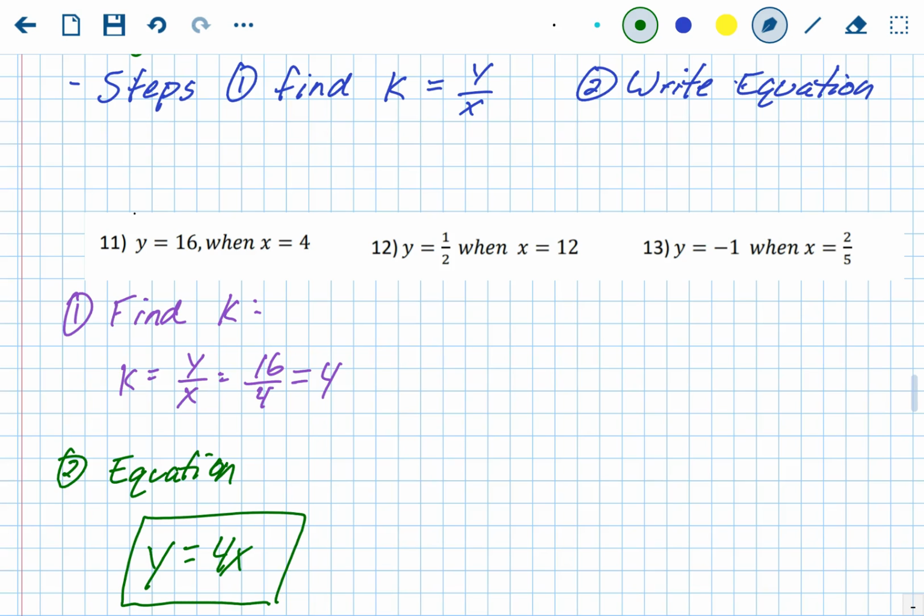Do the same thing for the other 2. Find k by dividing y over x. So y is 1/2 when x is 12. So you're going to do 1/2 over 12. Okay. When you have a fraction on top of a whole number, you actually multiply the denominator, the smaller denominator, by the bigger denominator. So this is 1 over 24. That's your k value. So your equation is y equals 1 over 24x.